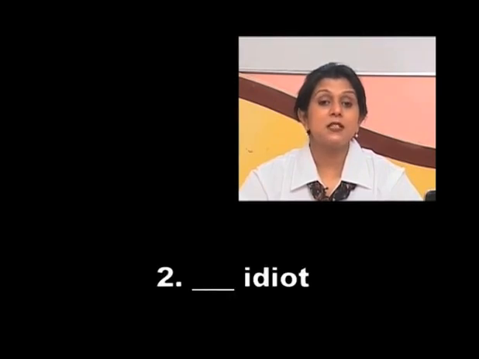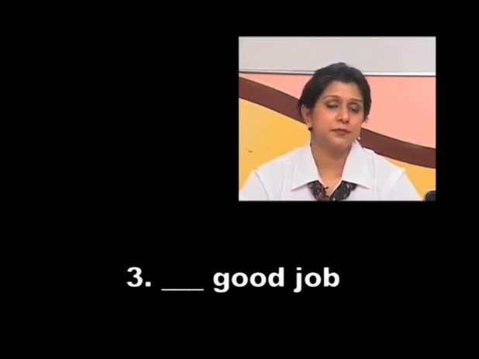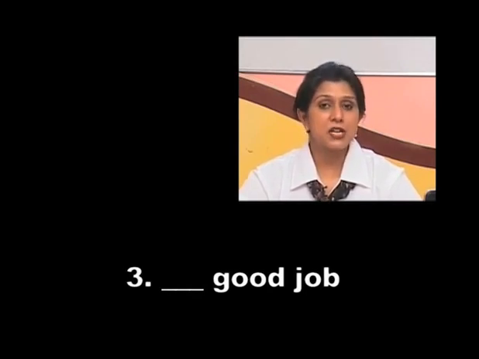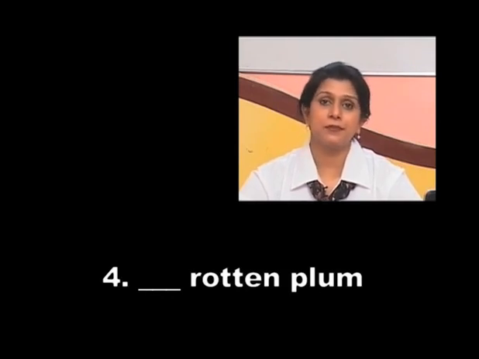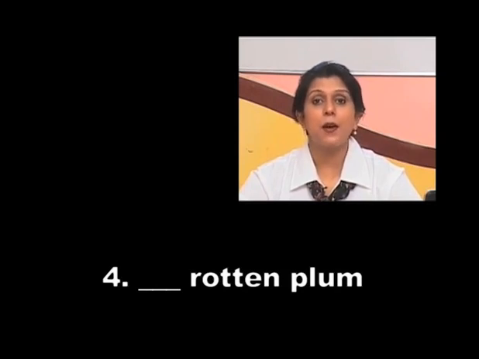Second one is dash idiot. Dash idiot. Did you notice how this is pronounced as idiot and not idiot, the way people commonly mispronounce it? Third is dash good job. Dash good job. The fourth is dash rotten plum. Dash rotten plum.